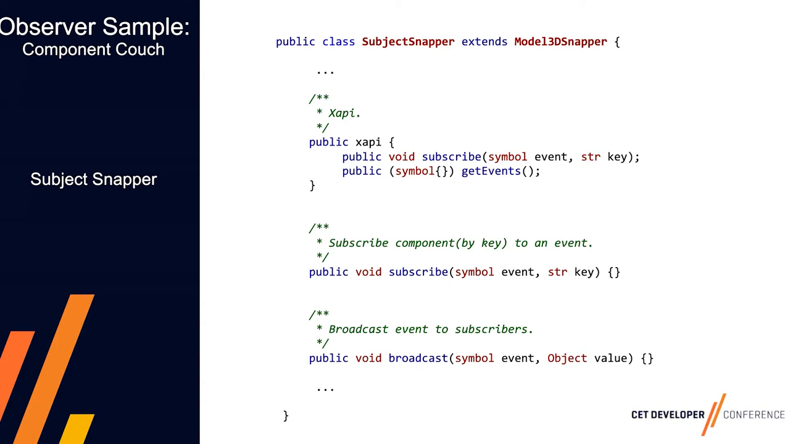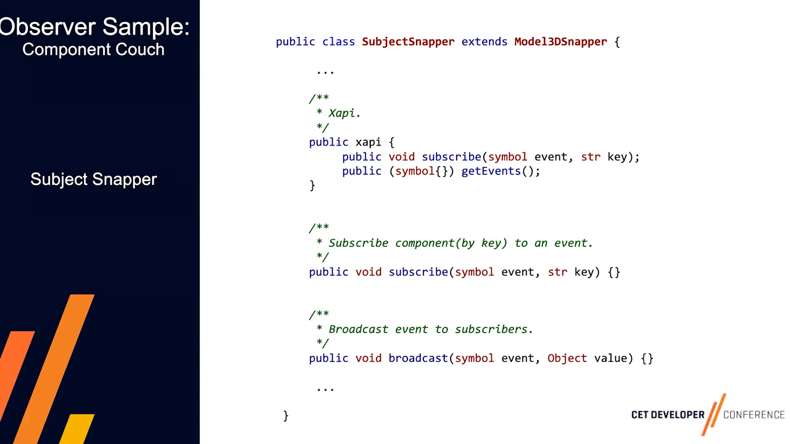Then we also have the broadcast method on our subject snapper. What this is going to do is, at any point in the snapper's functionality that something happens that it needs to send out an event to all of its subscribers, it's going to end up calling this broadcast method. So this is basically a central dispatch point for an event and a value related to that event. If it were a width changed event, the value would contain the new width, or for a material changed event, the value would contain the new material.